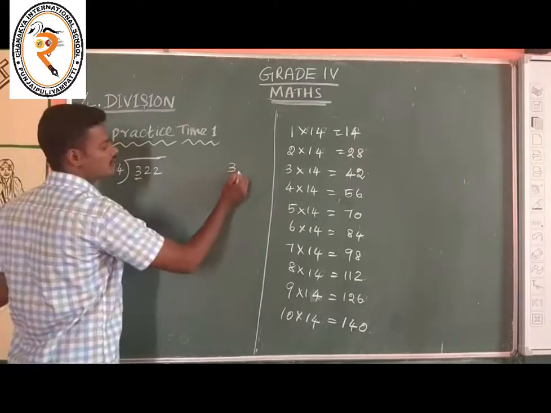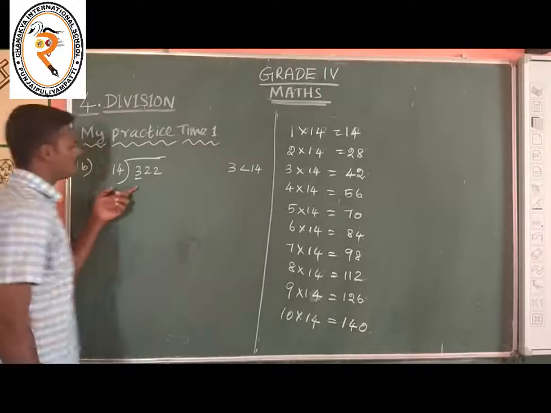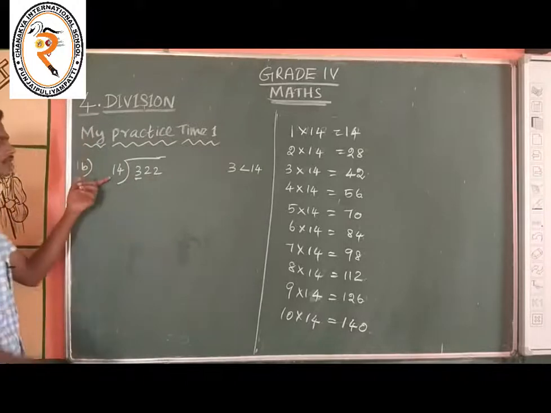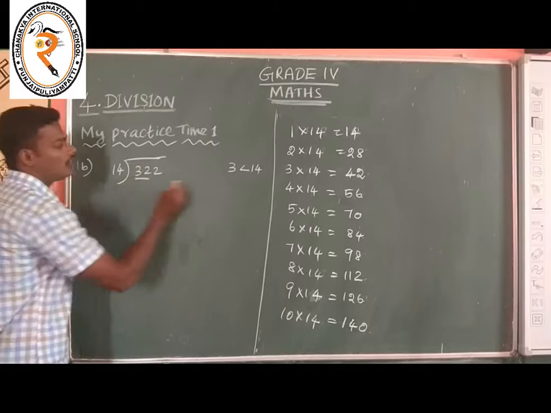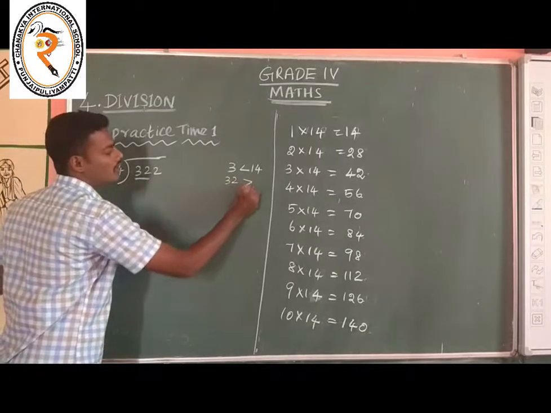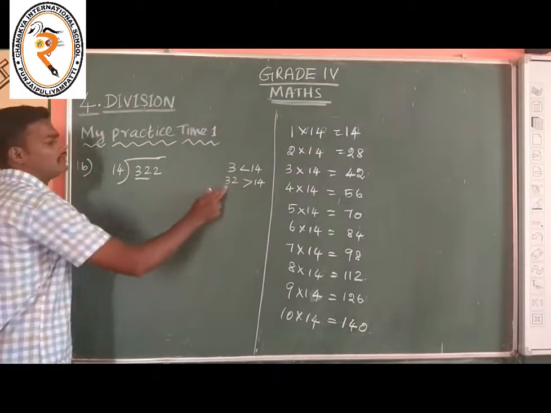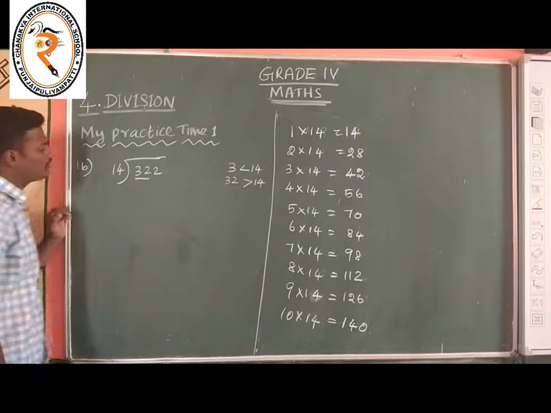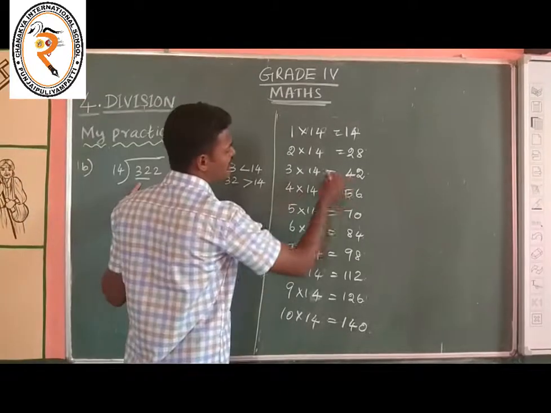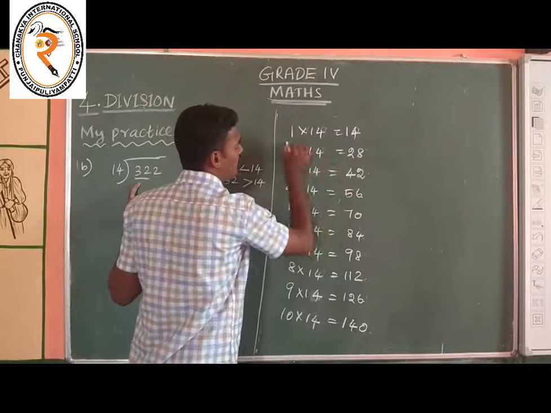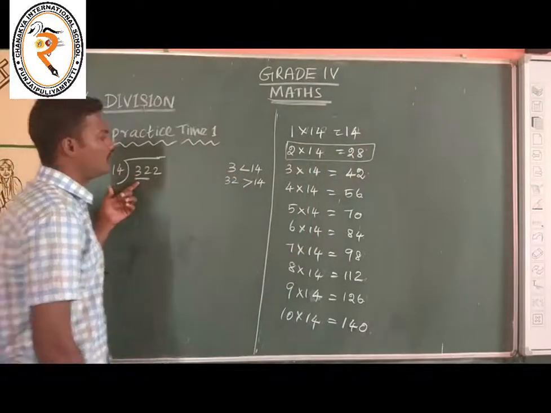3 is smaller than 14, so 3 cannot be divided by 14. We select the 2-digit number 32. 32 is greater than 14, so 32 can be divided by 14. 32 in the 14th table is not there, but the value less than it is 28.